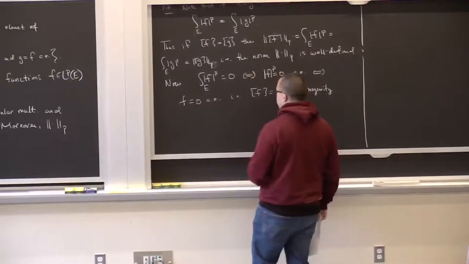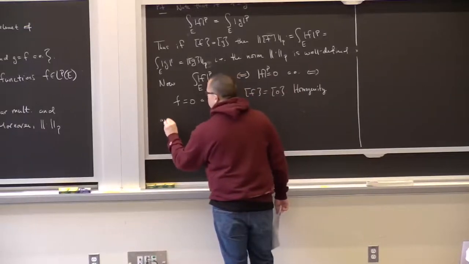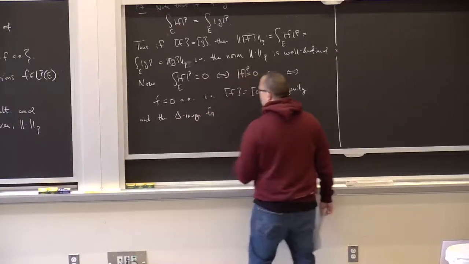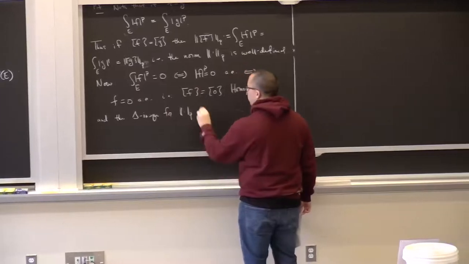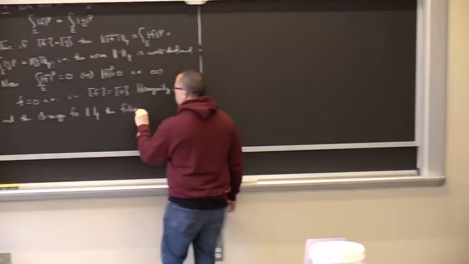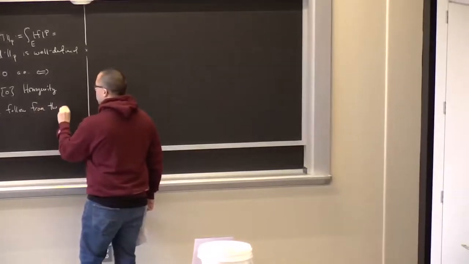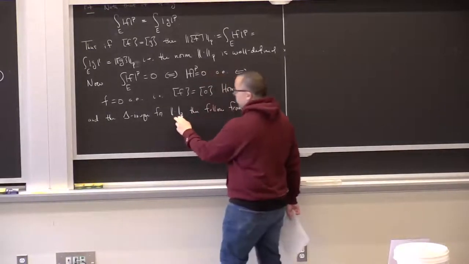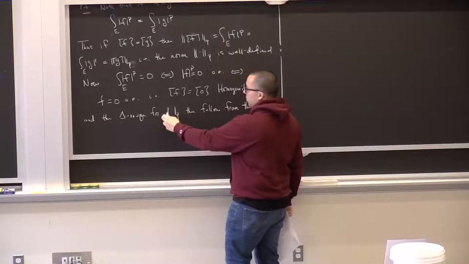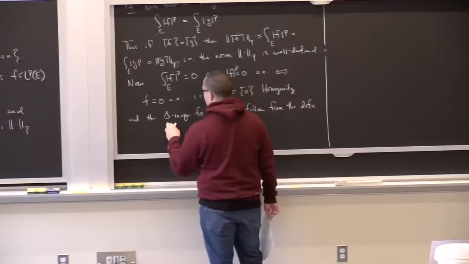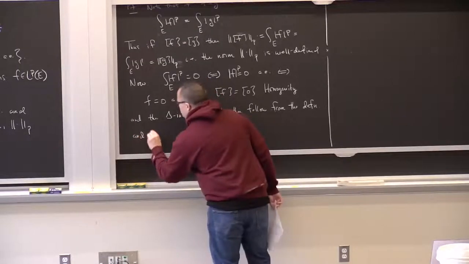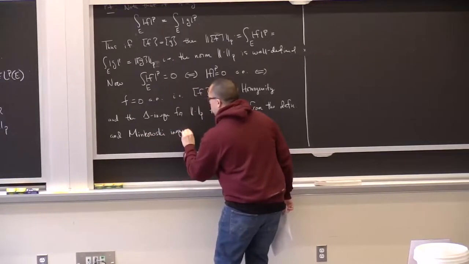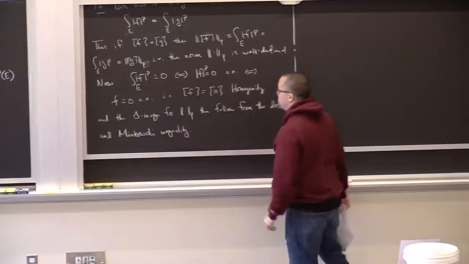I will now be referring to them as functions. Homogeneity and the triangle inequality for the LP norm then follow simply from the definition. Homogeneity is the fact that the LP norm of a scalar multiple of f is equal to the absolute value of the scalar times the LP norm of f, and the triangle inequality follows from the definition and Minkowski's inequality. Okay?